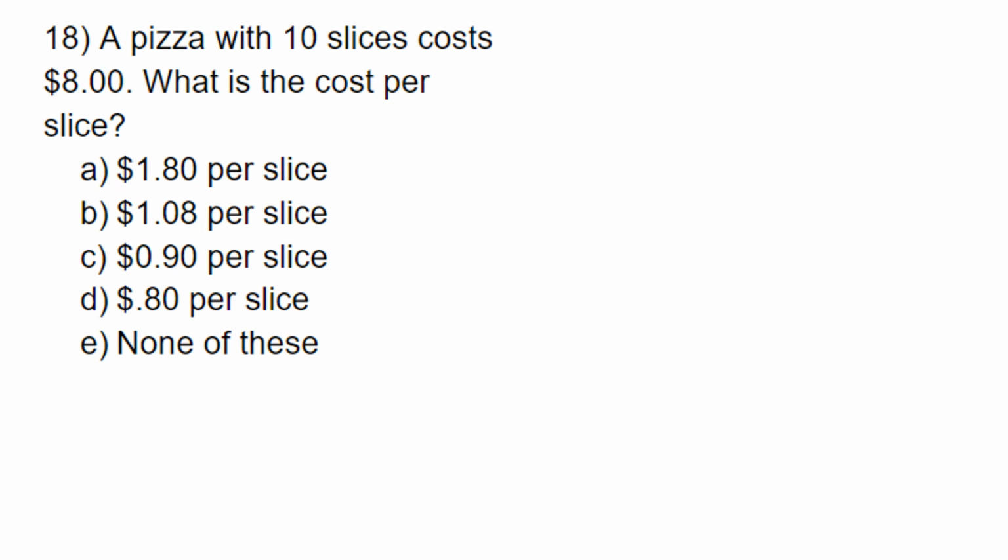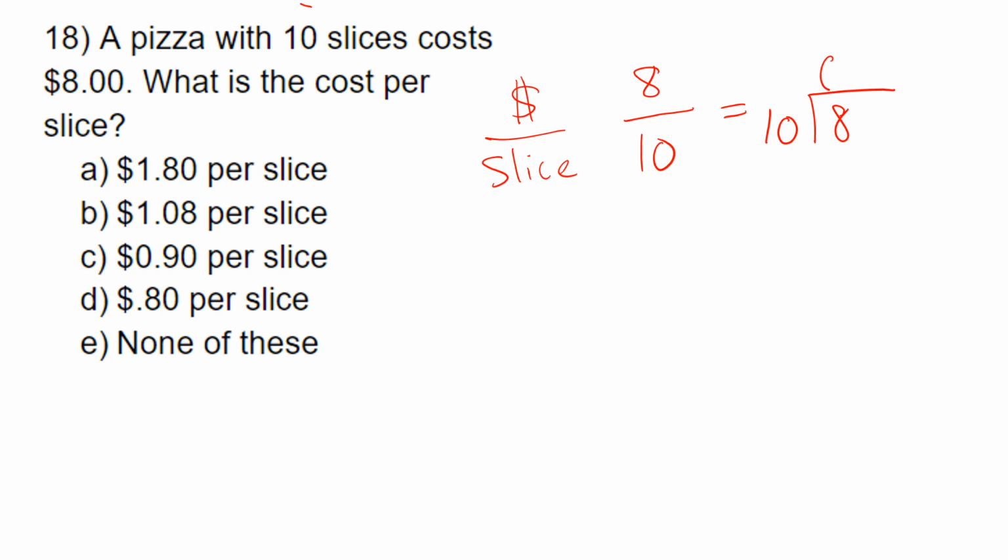A pizza with 10 slices costs $8. What is the cost per slice? Okay, so I do this with the labels so I know what to divide. The cost is 8 for 10 slices. So that tells me the order that I have to divide. 10 going into 8. 10 does not go into 8, but if I add a decimal and get 80, 10 goes into 80 8 times.